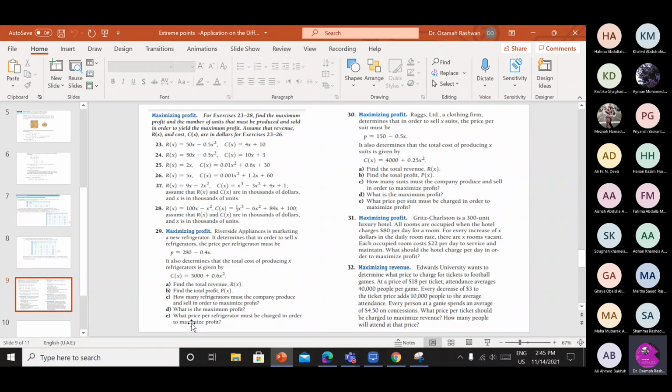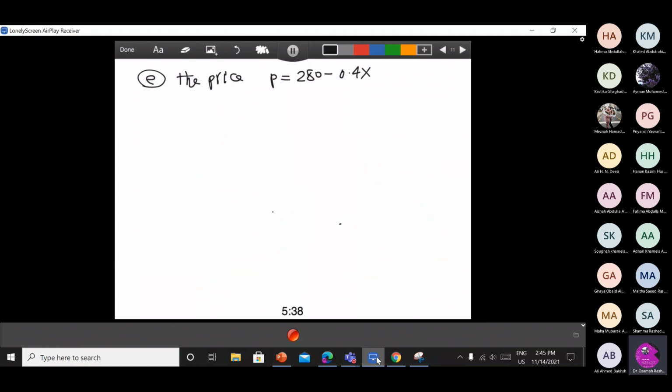The price is given to you as P equal to what in the question? 280 minus 0.4x, right? He's asking you about the price that maximizes the profit. So I have to find P at x equal to 140, which makes the profit maximum. So it will be 280 minus 0.4 times 140. So the price P equal to what?